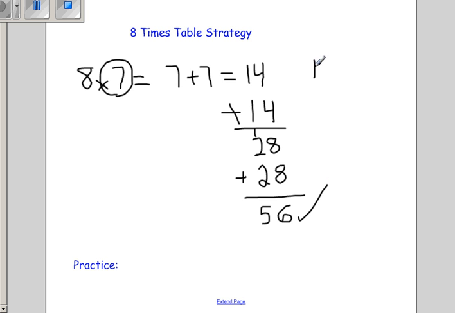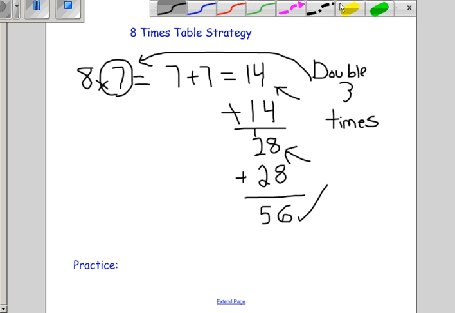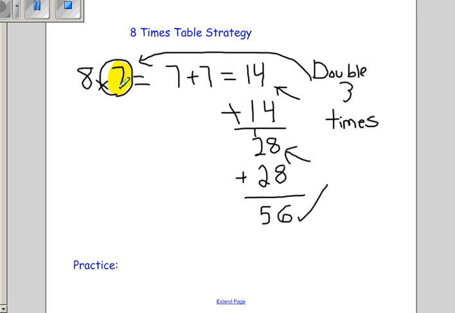So double. I'm getting a little better at marking this stuff down. Double 3 times. So when I say that, you're doubling that number, then that number, and that number. So there's where you're doubling it 3 times, okay? So I'll double the 7, double the 14, double the 28.